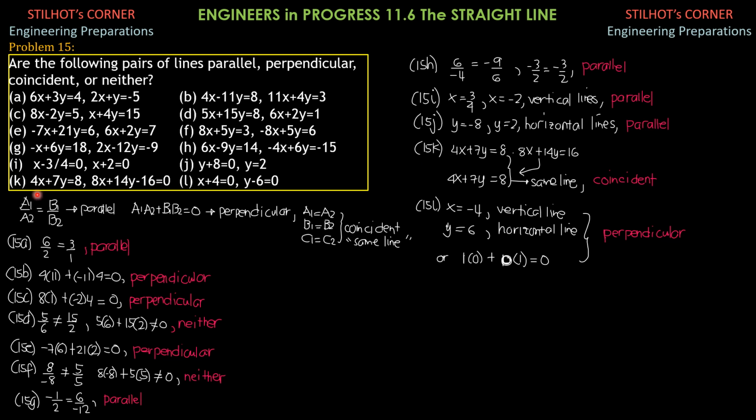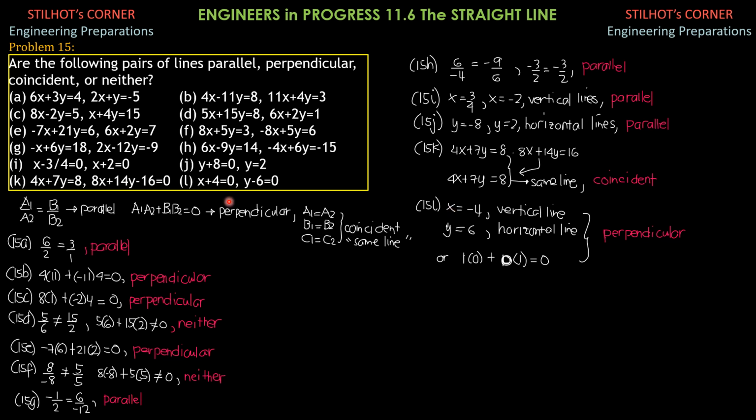Then 15K, we can still simplify this, divide everything by 2. So we have 4x plus 7y equals 8. So 4 over 4 equals 7 over 7. They are parallel, and because the constants are equal, they are coincident or same lines. They are the same line.